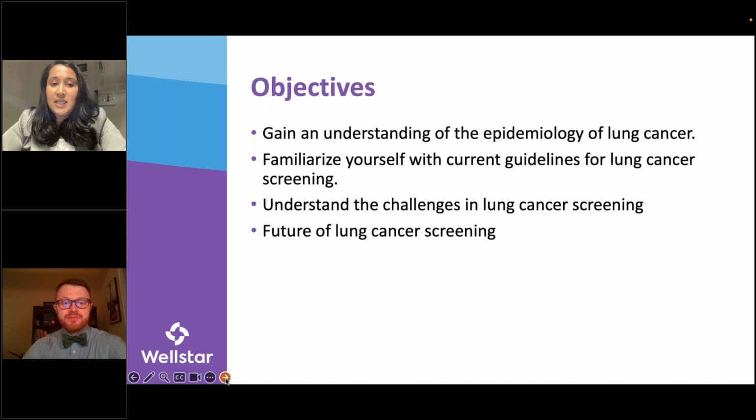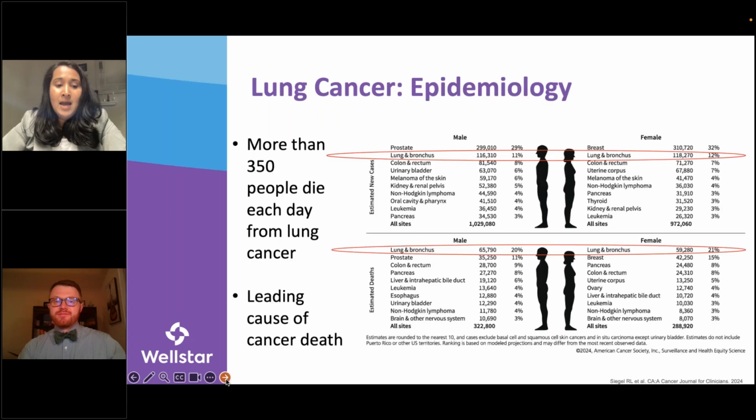Our objectives for today: we want to understand the epidemiology of lung cancer. Why is it that we harp on this? Why is it important for us to look out for this? We'll look at current guidelines for lung cancer screening and how we got to them, understand some challenges that exist in lung cancer screening, and then talk a little bit about what the future of lung cancer screening may entail.